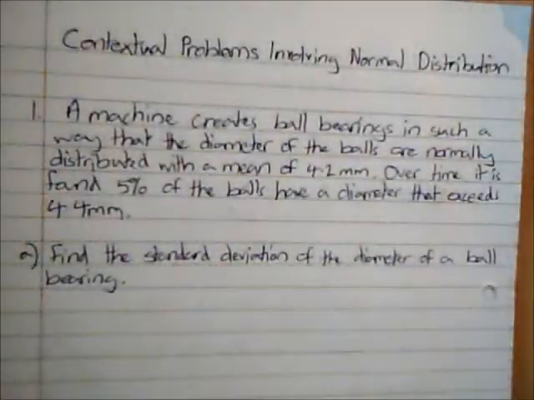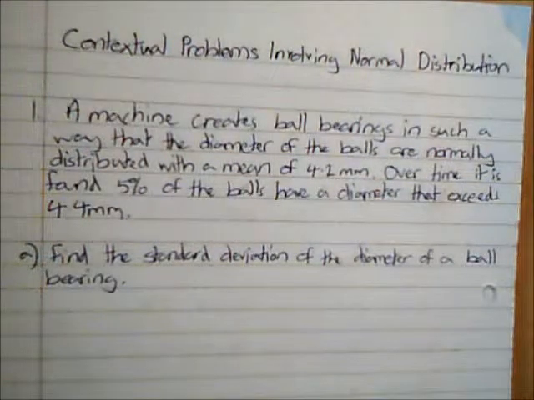In this video we're going to look at solving a contextual problem with a normal distribution. We're told that there's a machine that creates ball bearings in such a way that the diameter of the balls are normally distributed with a mean of 4.2 millimeters. Over time it is found 5% of the balls have a diameter that exceeds 4.4 millimeters. Find the standard deviation of the diameter of a ball bearing.